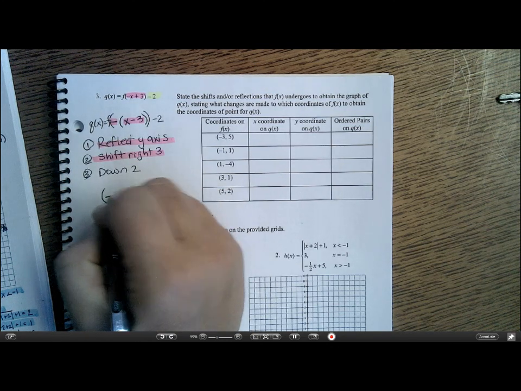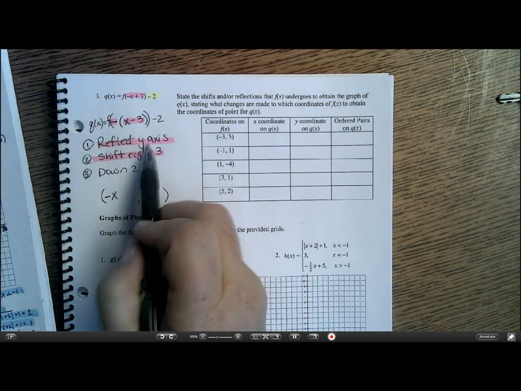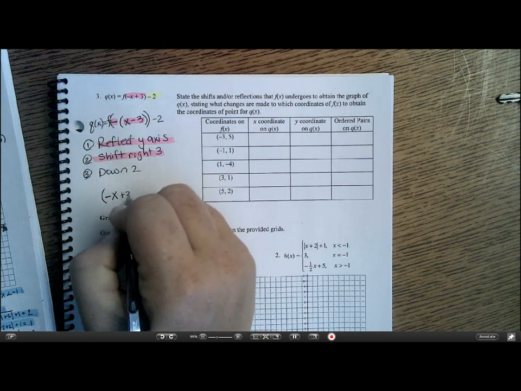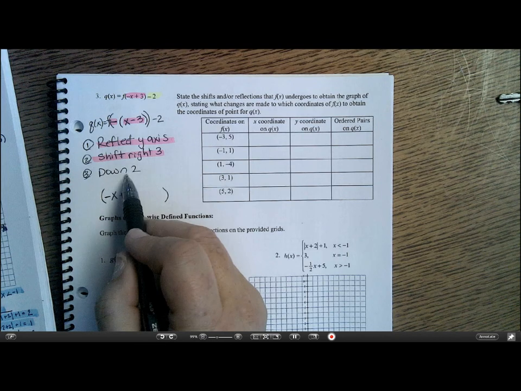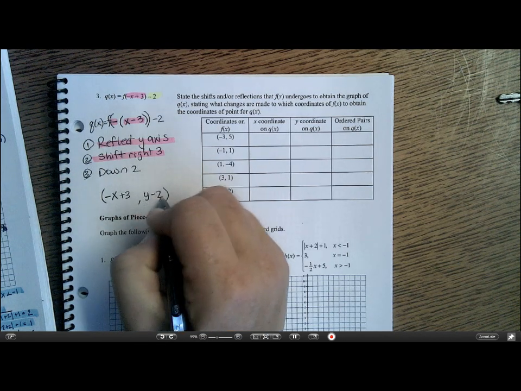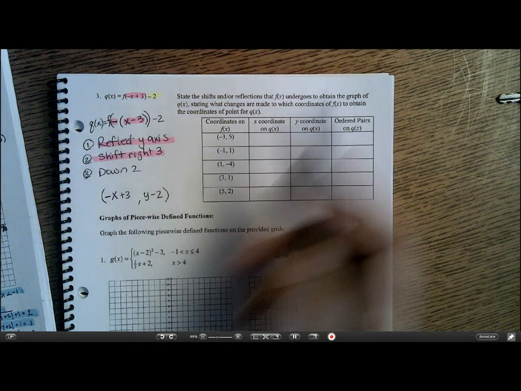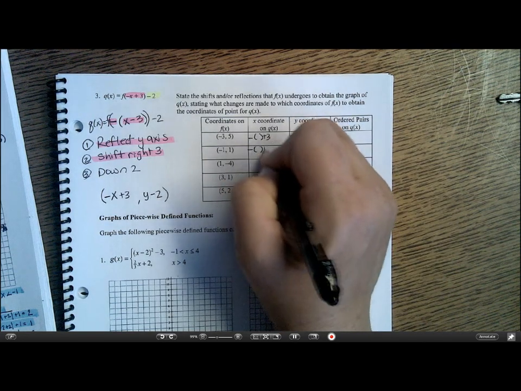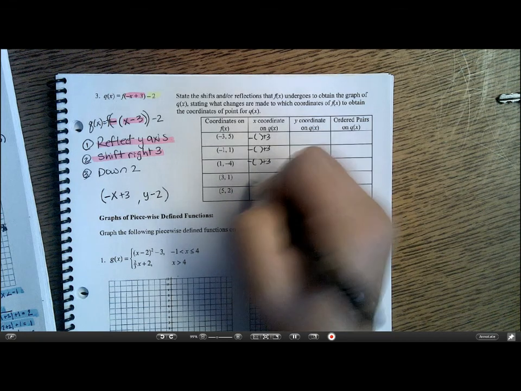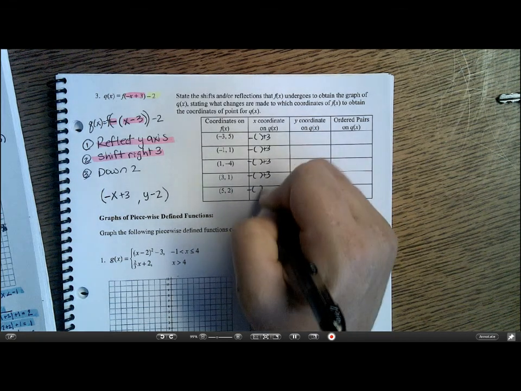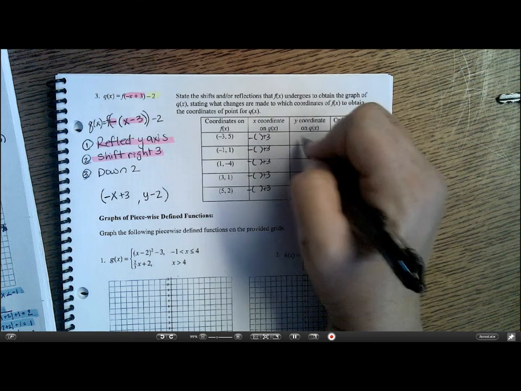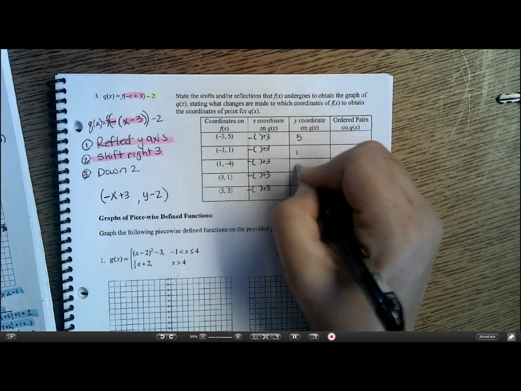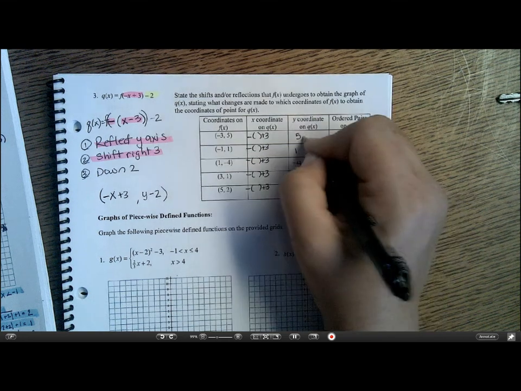So I'm going to reflect the x, right, against the y-axis. So it's a -x and then +3 to move right 3. And then down 2 is just y minus 2. So again, we're going to go -x plus 3. Again, any questions, please ask. Now we're going to take the y value and subtract 2. So I'm just going to take my y's and subtract 2.